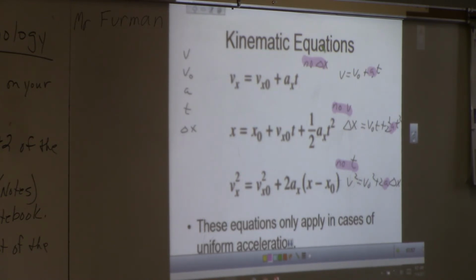Notice that if you have no acceleration, the first is just going to end up v is equal to v naught if acceleration is 0. That's not very useful. The last one, if I have no acceleration, I get final velocity squared is equal to initial velocity squared. Again, that's not real useful because this second term drops out. But if I've got no acceleration here, I end up with delta x is equal to v naught t. That one is useful. That's something moving at a constant velocity.